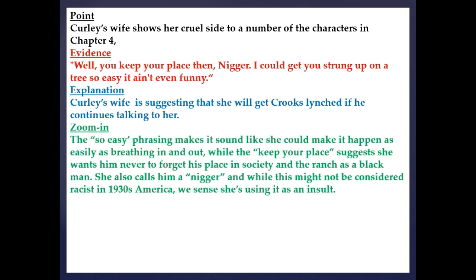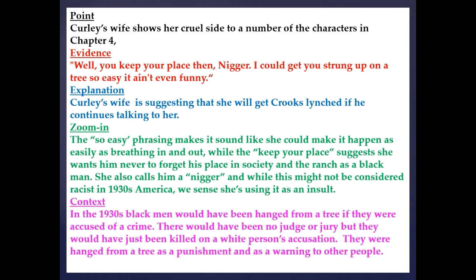My zoom in: the "so easy" phrasing makes it sound like she can make it happen as easily as breathing in and out, while "keep your place" suggests she wants him never to forget his place in society and the ranch as a black man. She also calls him a nigger, and while this might not be considered racist in 1930s America, we sense she's using it as an insult.